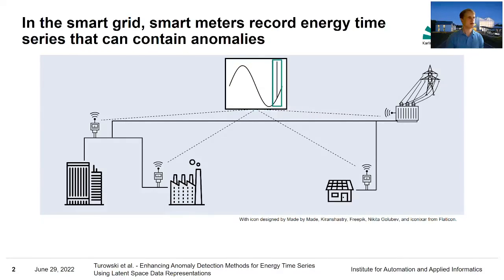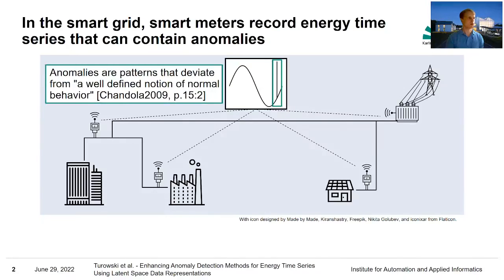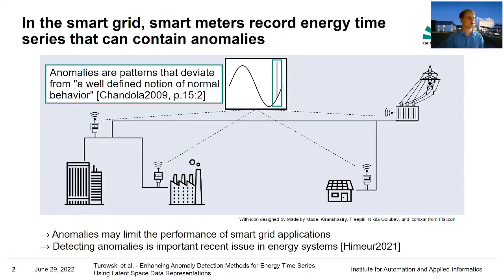Anomalies are patterns that deviate from a well-defined notion of normal behavior, and they can influence smart grid applications such as forecasting or scheduling, because these applications depend on the input data accurately reflecting the typical behavior. So anomalies may limit their performance, and as a result, detecting anomalies is an important recent issue in energy systems.